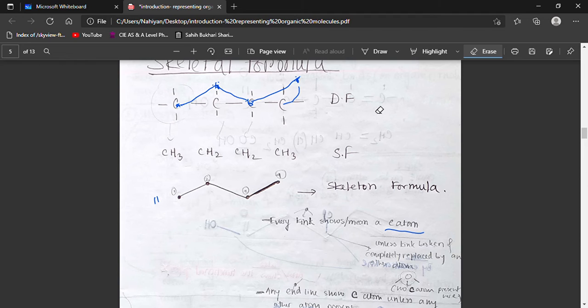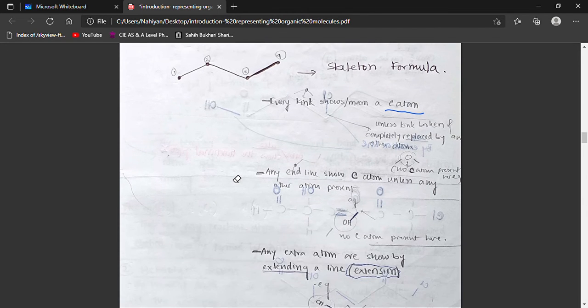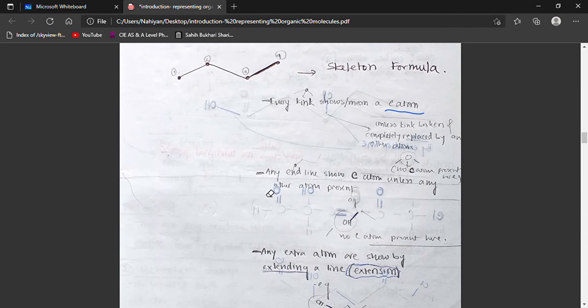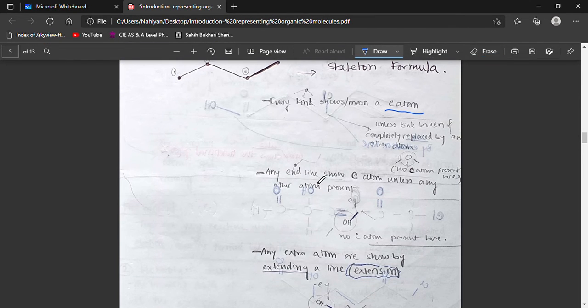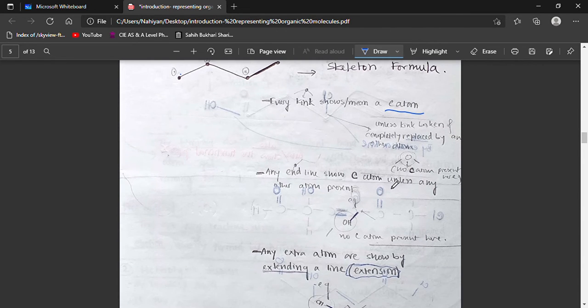Moreover, you can also show double bonds. For instance, if we had a double bond here, we could show a double bond like this as well. Pretty easy, right? Moving on, let's have an in-depth look into the skeletal formula. Any end line also shows a C atom. So this end also represents a C atom. We know this.